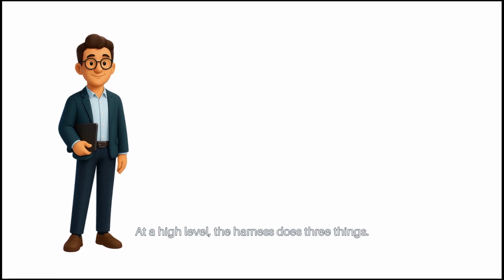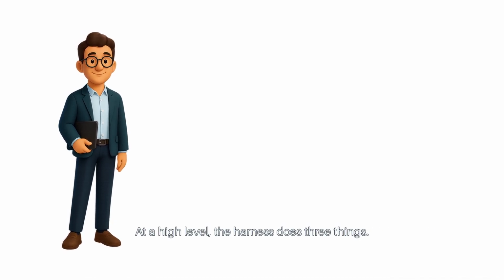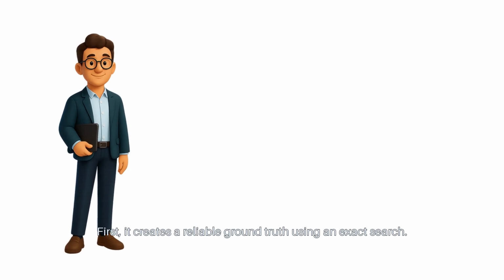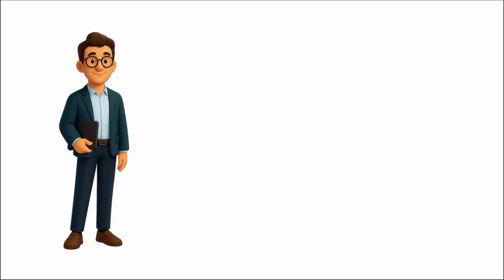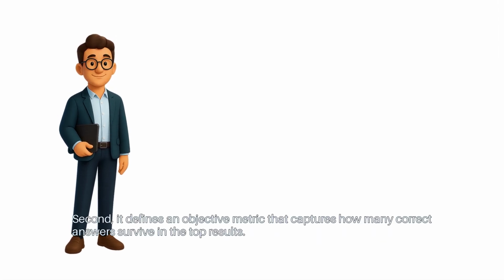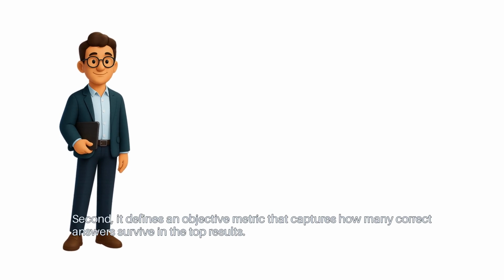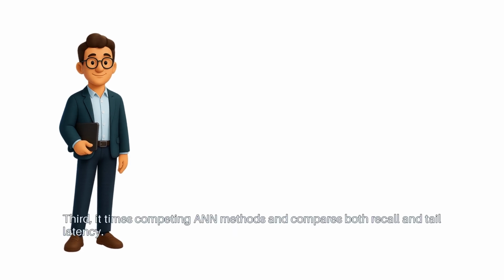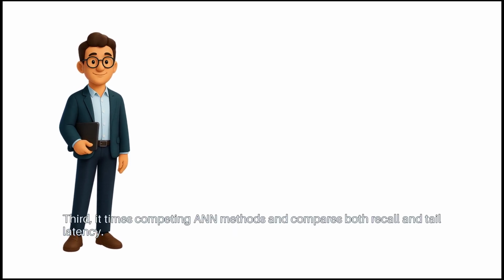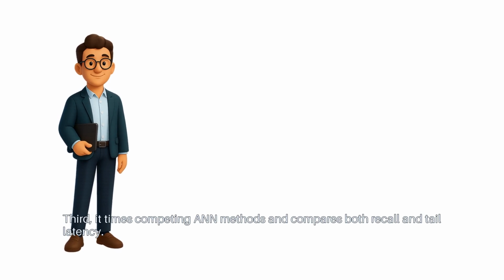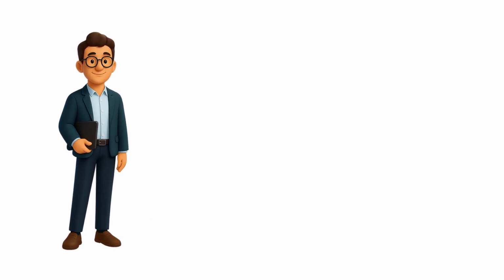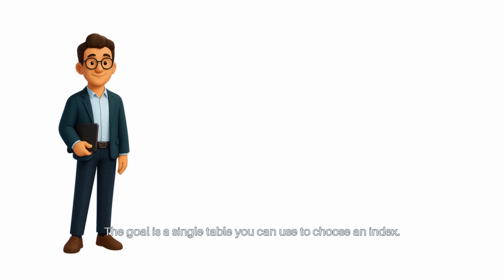At a high level, the harness does three things. First, it creates a reliable ground truth using an exact search. Second, it defines an objective metric that captures how many correct answers survive in the top results. Third, it times competing ANN methods and compares both recall and tail latency. The goal is a single table you can use to choose an index.